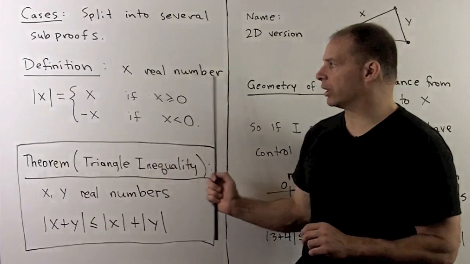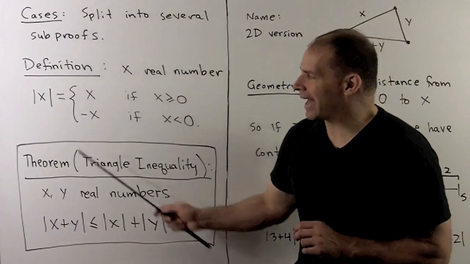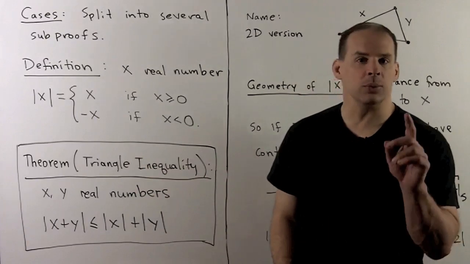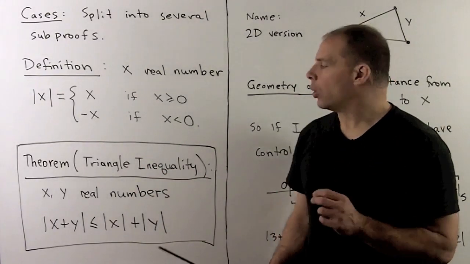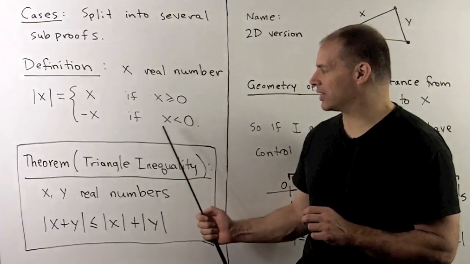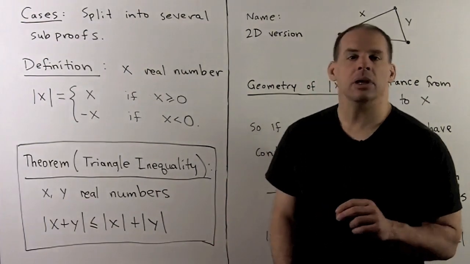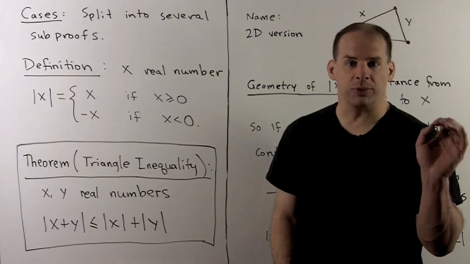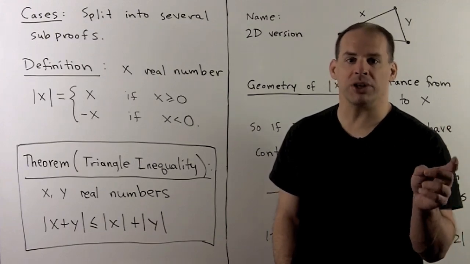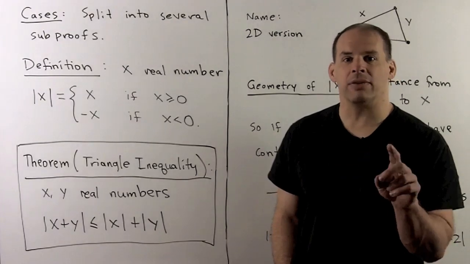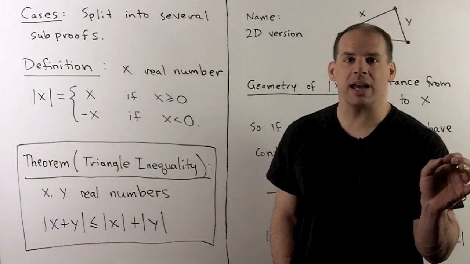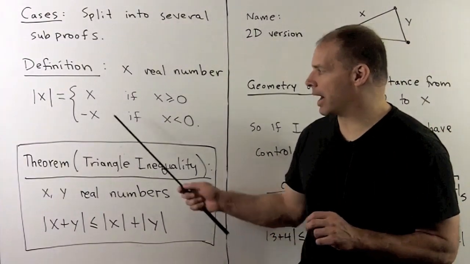So if x is a real number, we'll define the absolute value of x to be equal to x when x is greater than or equal to 0, or minus x if x is a negative number. So this is what you normally think of for absolute value. If you have a positive number or 0, you just return the number. If you have a negative number, you take away the minus sign, and that's the same as multiplying by -1.